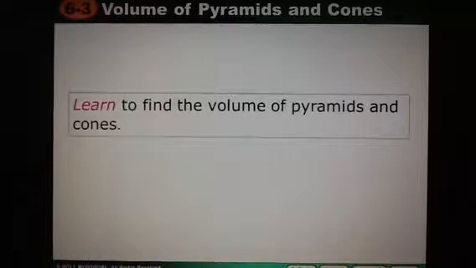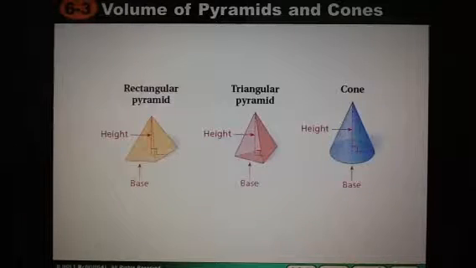So today we're going to be looking at section 6.3 in your book. It's on the volume of pyramids and cones. First of all, let's look at some pyramids, and what defines a pyramid is its base. So the base of this pyramid is a rectangle, so it's called a rectangular pyramid. The base of this one is a triangle, so it's triangular. It's a cone, so we say it has a base of a circle.